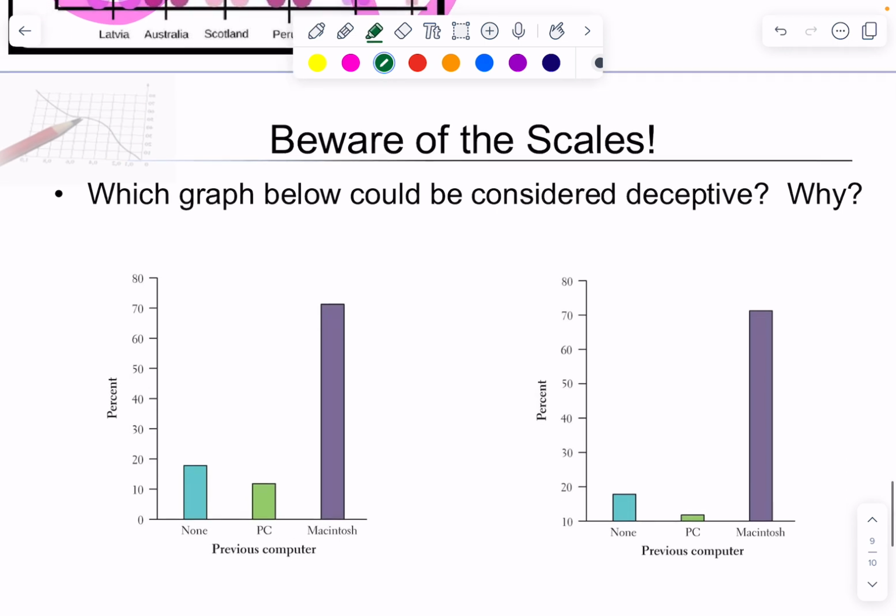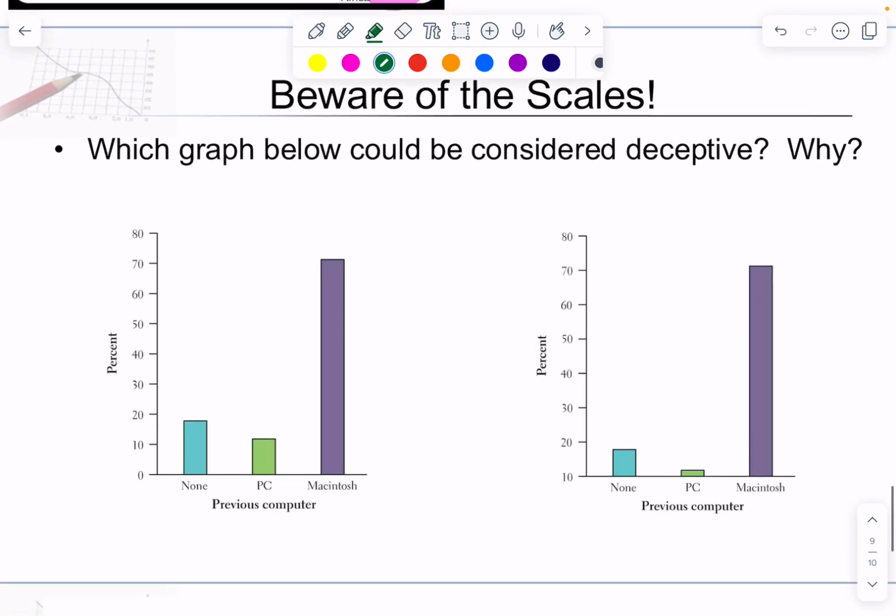The last thing here is dealing with the scales. One of the things I highlighted when we talked about our bar graphs was the scales, making sure the y-axis starts at 0. As I look at this graph, my first graph starts at 0, my second graph starts at 10. They go by 10 percentage points on the scale for the y-axis, which is fine.